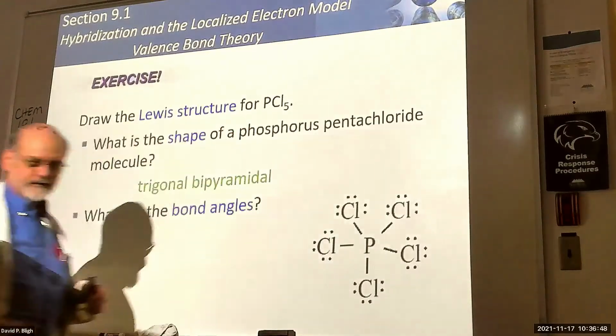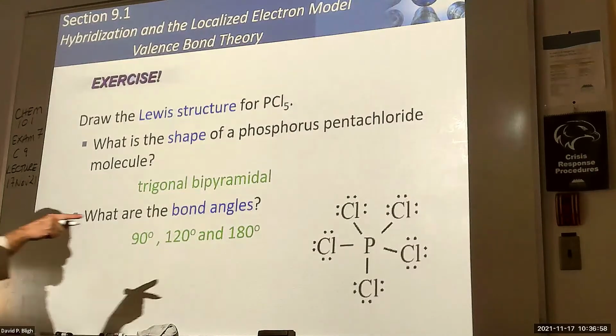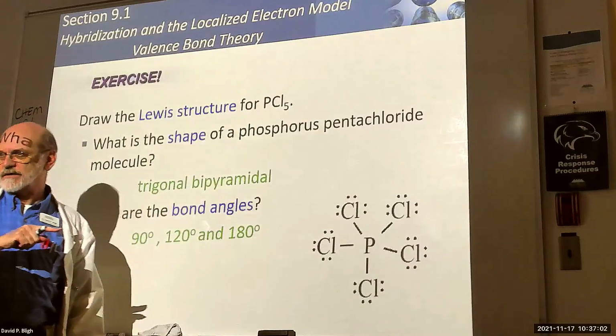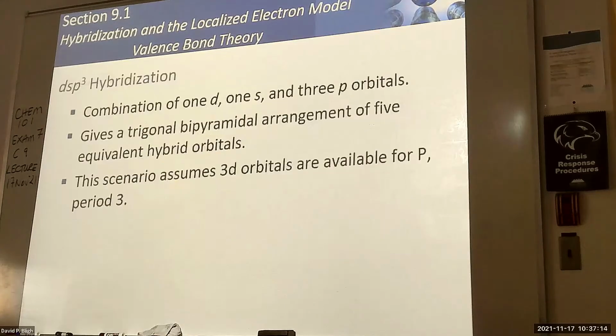All right, so we sort of have to stretch our imagination for the next step. The bond angles are 90, 120, and 180. So how do we get a hybridization that gives us 5 hybridized orbitals? If we use S and 3 Ps, that only gives us 4. We've got to dip into the Ds. We need to add a D.